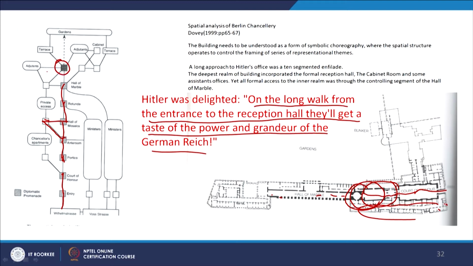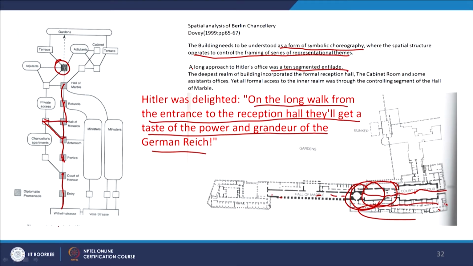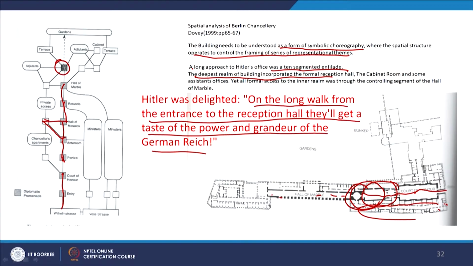Then one has to understand this whole building component as a form of symbolic choreography, where the spatial structure operates to control the framing of a series of representational themes. Here, what you see is a long approach, a 10-segmented enfilade, as we discussed in space syntax, the enfilade being a linear pattern. And the deepest realm of the building is this, right?